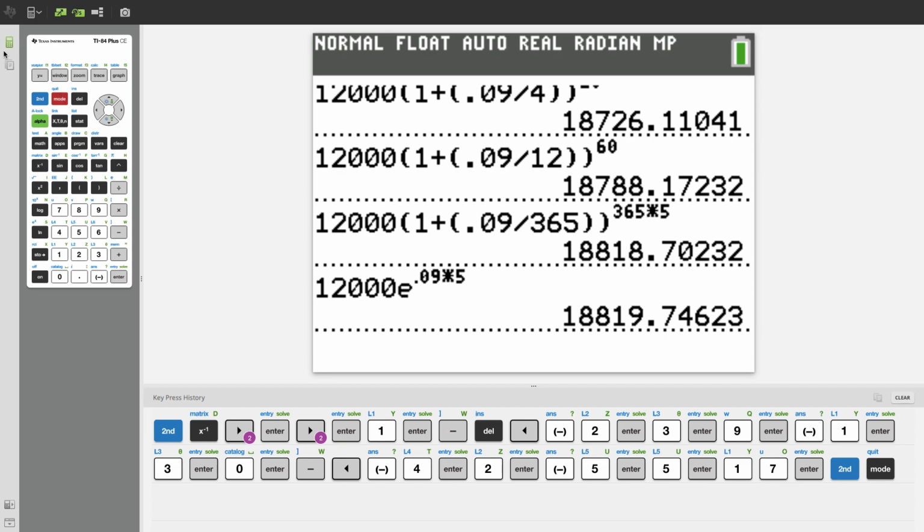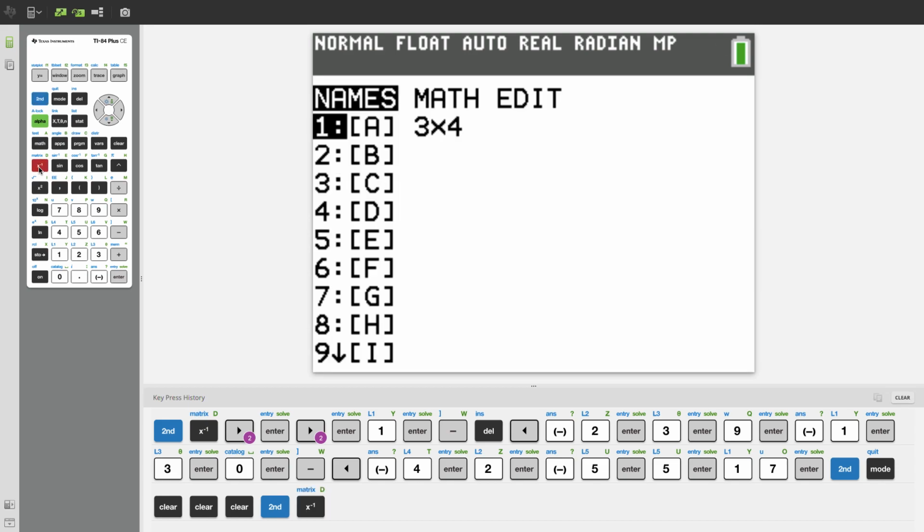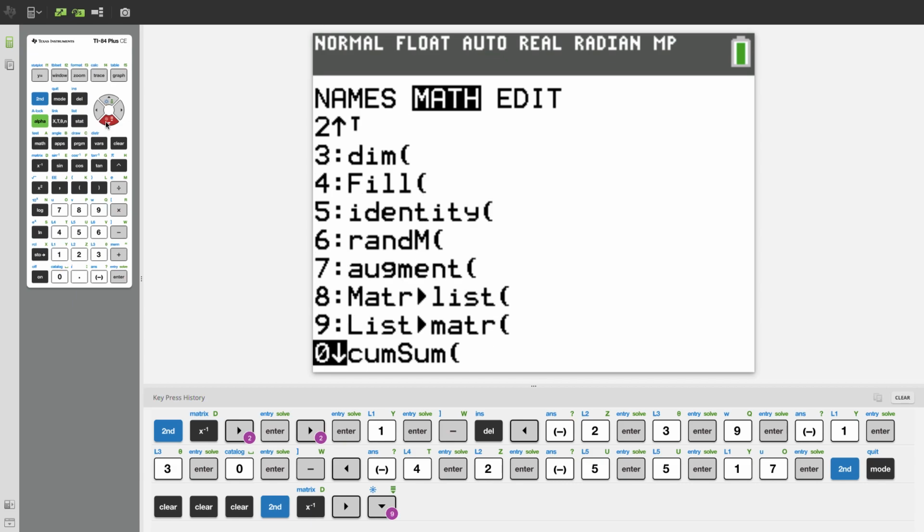Got it? So we're going to go back to matrix. I'm going to clear my screen here. Go back to matrix. Now, we want to do some math with our matrix, correct? Okay, we have names, we have edit, and we have math. Math is where everything's going to happen. So go over to math and just go through things and see what we might want.